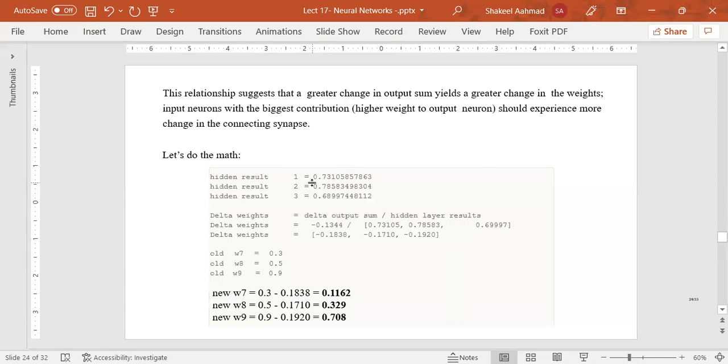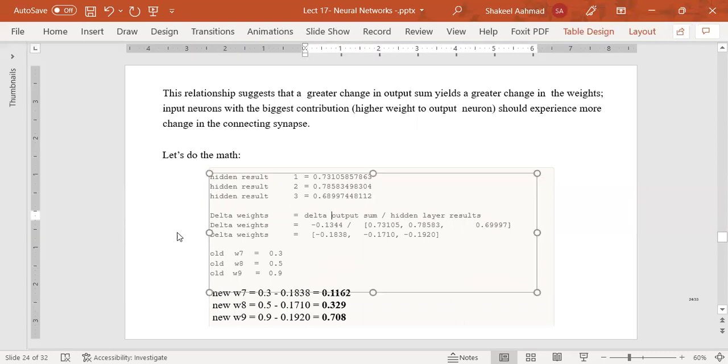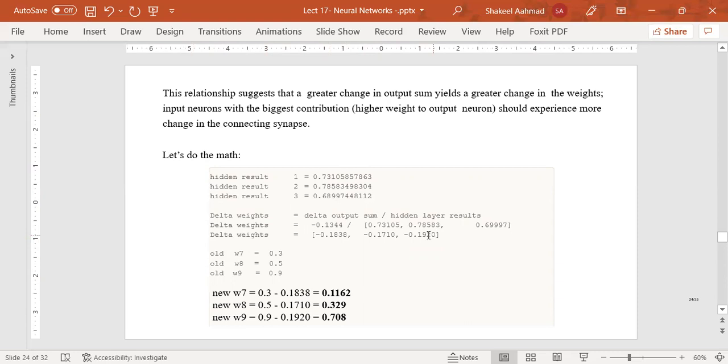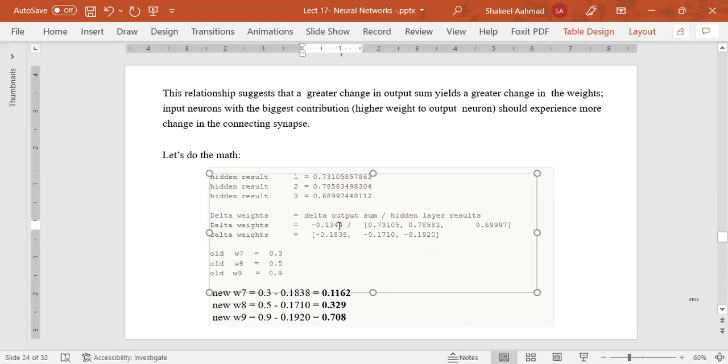Let's do the math. We have hidden results at the hidden layer on 3 neurons: 0.73, 0.78, and 0.68. Now we need to calculate delta weights, the change we need to calibrate these weights, and those weights are from the hidden to output layers. We can label them as W7, W8, and W9. To get the difference, we use this formula: delta output sum divided by hidden layer results. The delta output sum we have already calculated is minus 0.13, which will be divided by each hidden layer result, and we will get minus 0.18, minus 0.17, and minus 0.19.